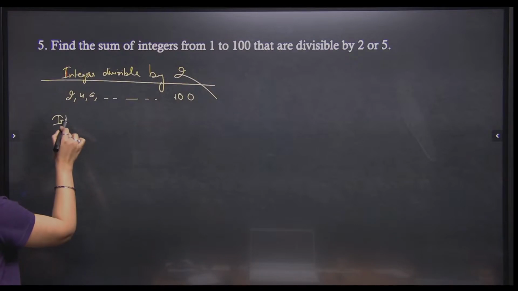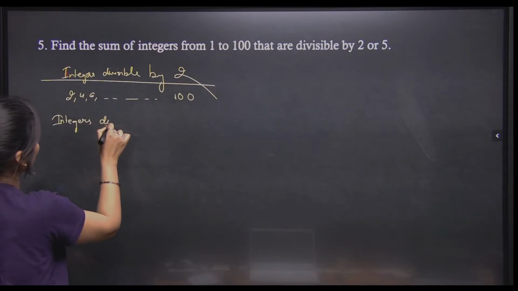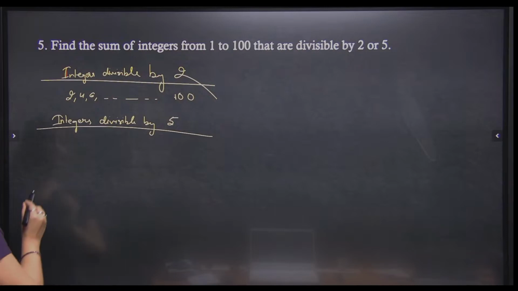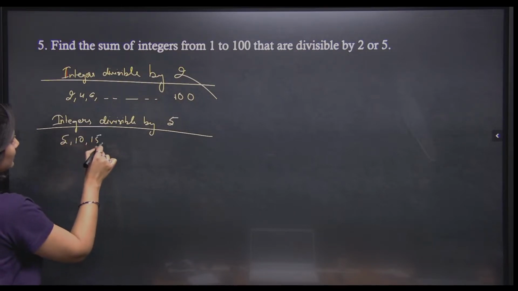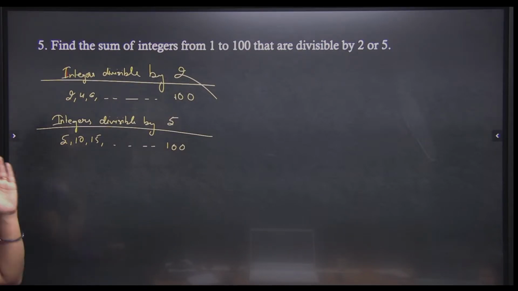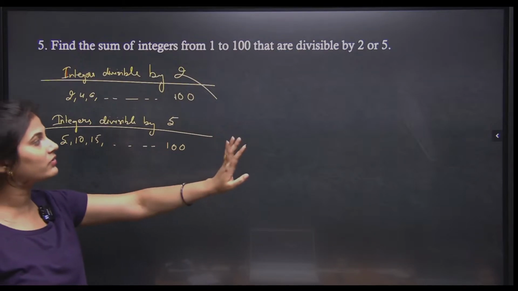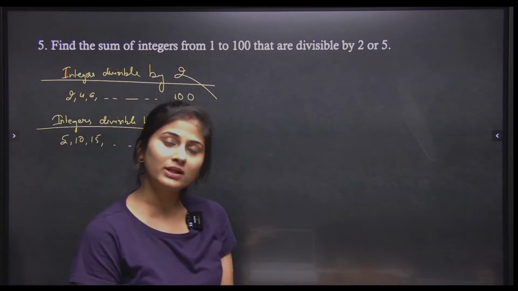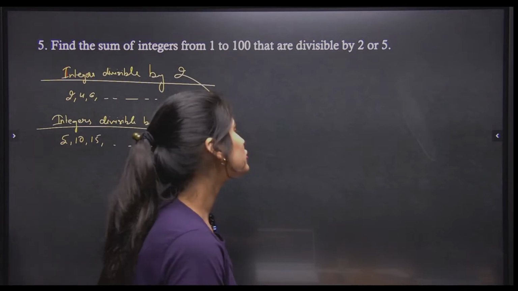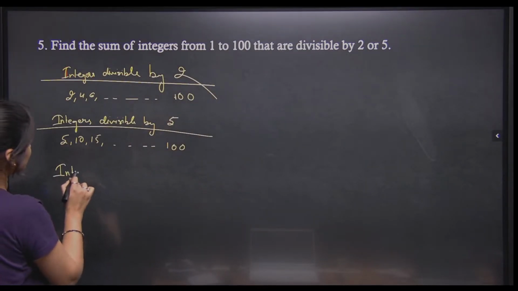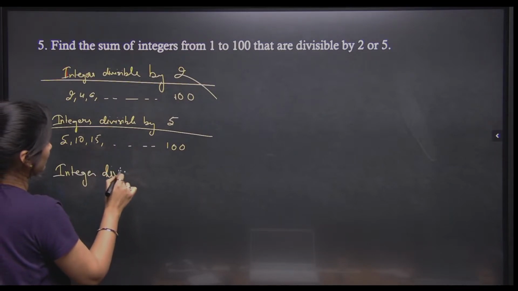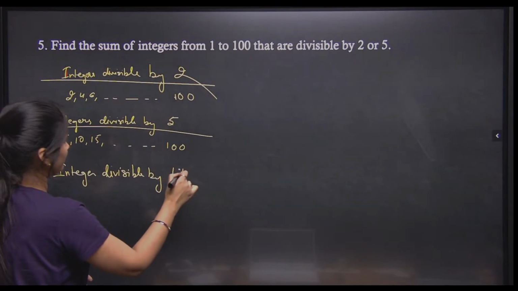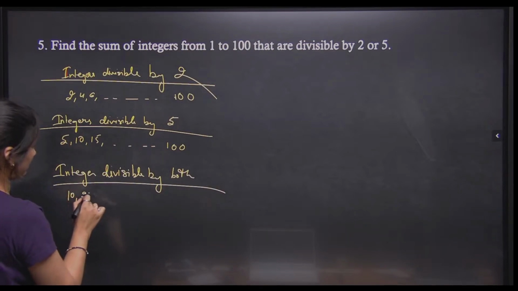Similarly, you have to write integers divisible by 5. So for that, what are the numbers? 5, and so on till 100. But the question says that you have to find the sum of integers from 1 to 100 that are divisible by 2 or 5, not and. So you have to remove all the numbers which are divisible by both. So I am writing those numbers also. So integers divisible by both 2 and 5. So it will be 10, 20, 30 till 100.